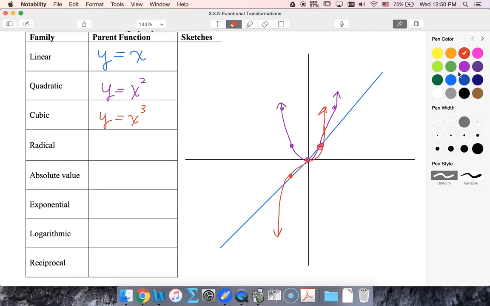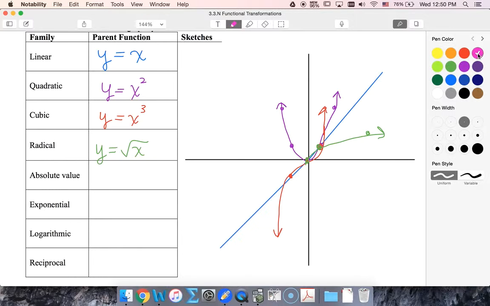The radical function, the parent version of that, is y equals root x. Again, through the origin, again through 1, 1, but now goes through the point 4, 2. So this one looks like this.